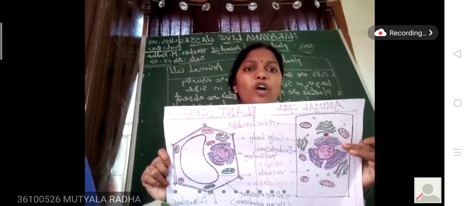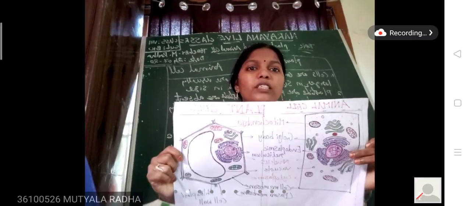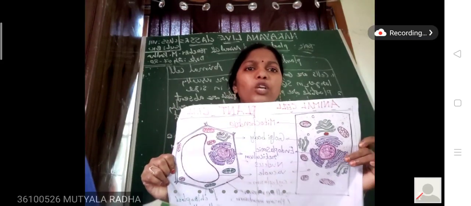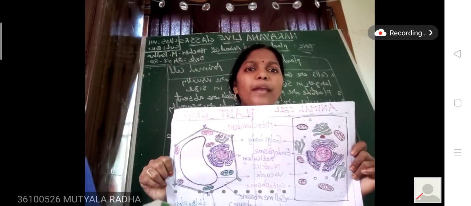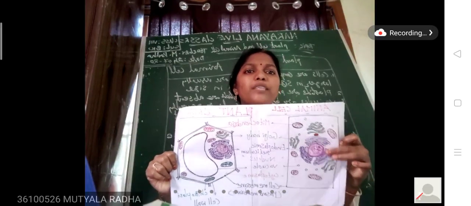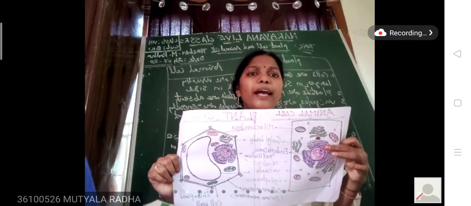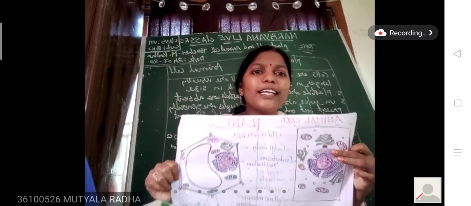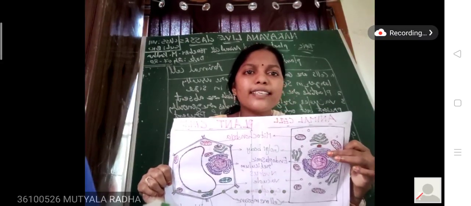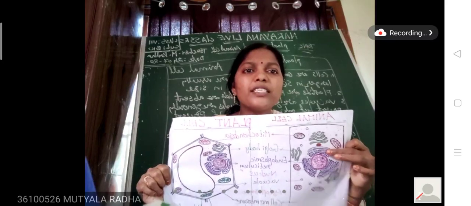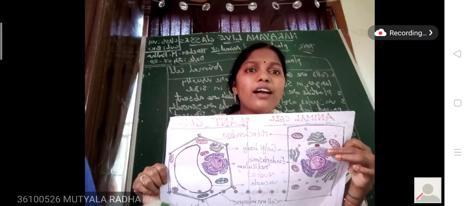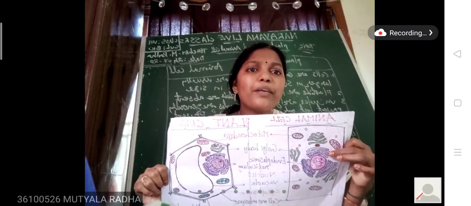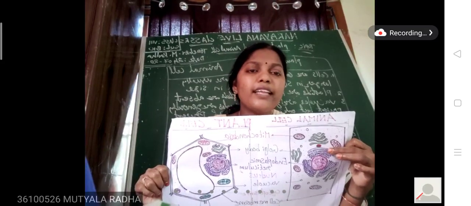See, endoplasmic reticulum. Both cells contain endoplasmic reticulum. Endoplasmic reticulum is of two types: smooth endoplasmic reticulum and rough endoplasmic reticulum. Smooth endoplasmic reticulum doesn't contain ribosomes. See those granule-like structures, they are called ribosomes, which are present on the endoplasmic reticulum. Ribosomes are present in a specific place on the endoplasmic reticulum.